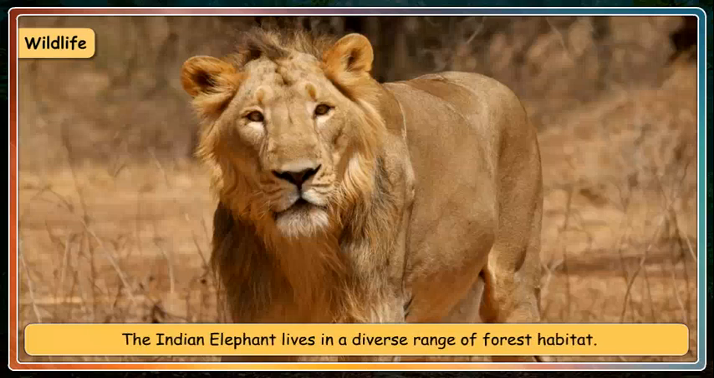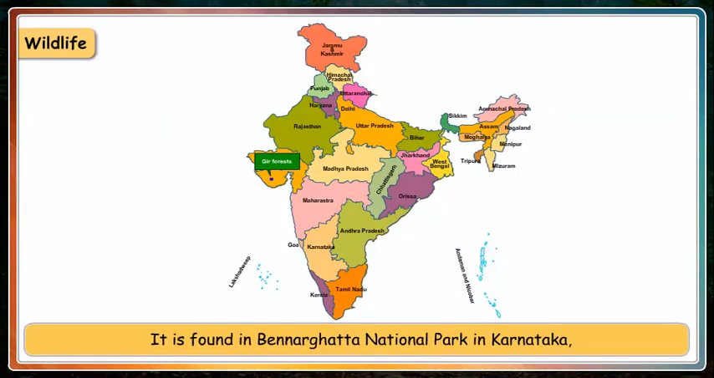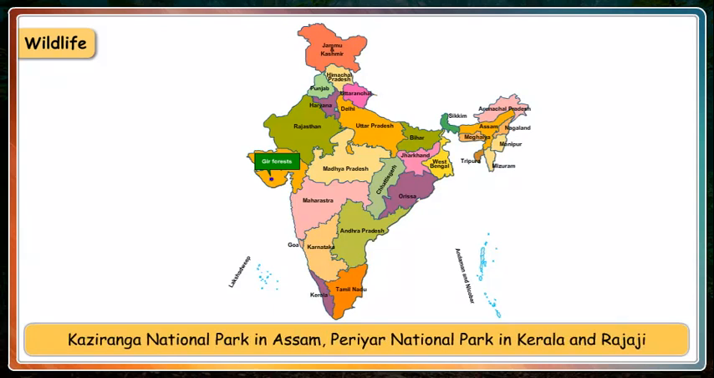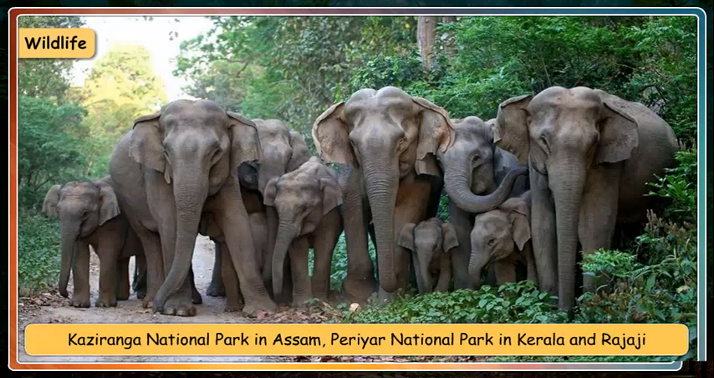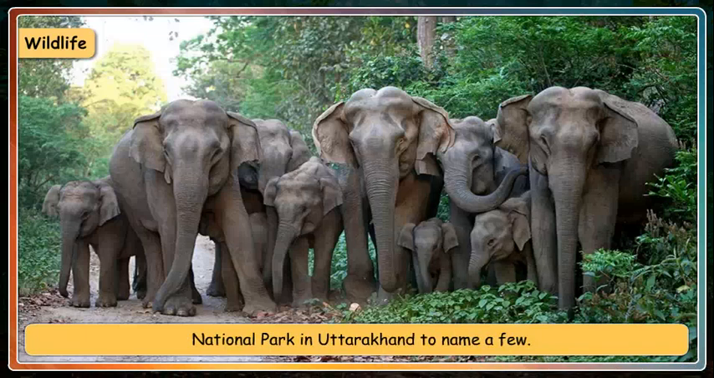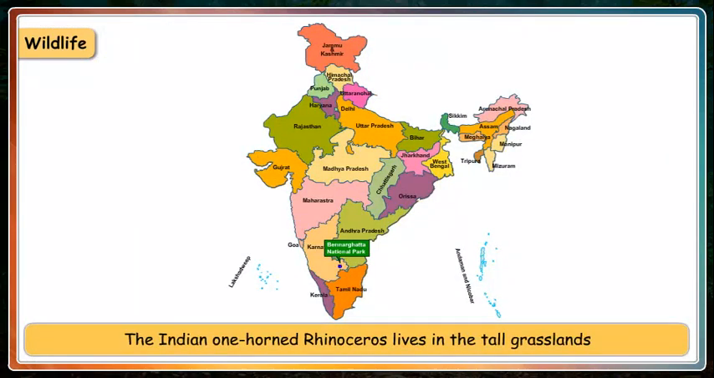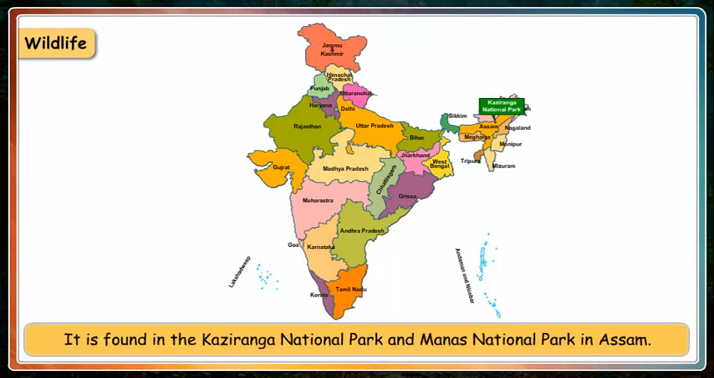The Indian elephant lives in a diverse range of forest habitats. It is found in Bannerghatta National Park in Karnataka, Kaziranga National Park in Assam, Periyar National Park in Kerala, and Rajaji National Park in Uttarakhand, to name a few. The Indian one-horned rhinoceros lives in the tall grasslands and forests in the foothills of the Himalayas. It is found in the Kaziranga National Park and Manas National Park in Assam.